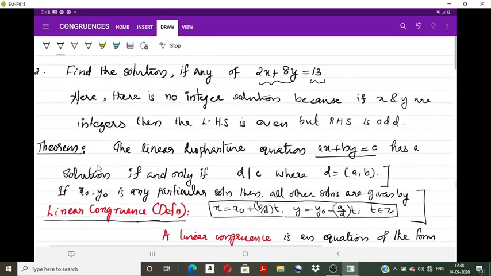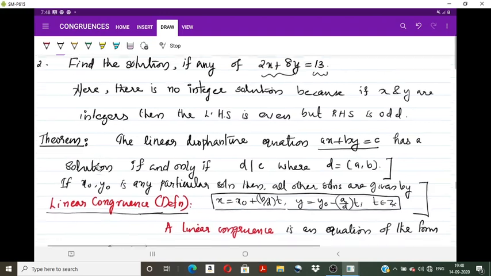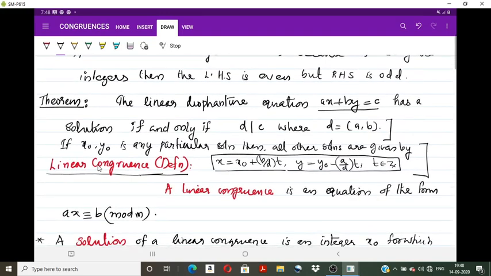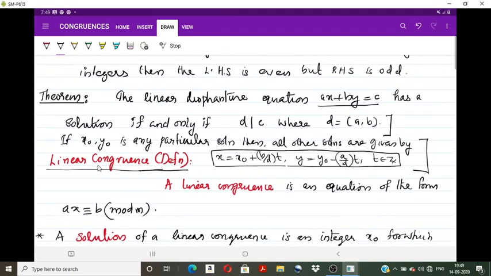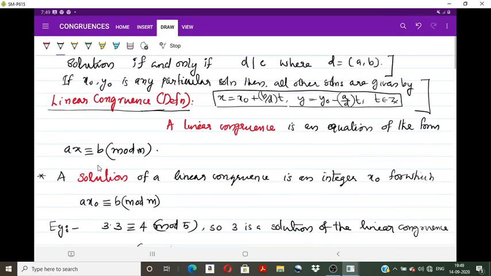In the last lecture and in the previous lectures, we have discussed congruences and their related properties. Now we are moving on to define congruences involving variables. If the congruence is in the form Ax congruent to B modulo M, then such a congruence is called a linear congruence. A solution of a linear congruence is an integer x naught for which A x naught is congruent to B modulo M.